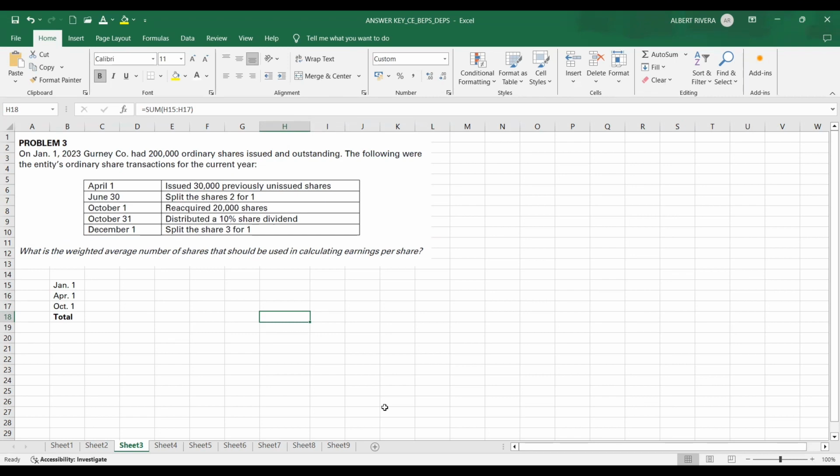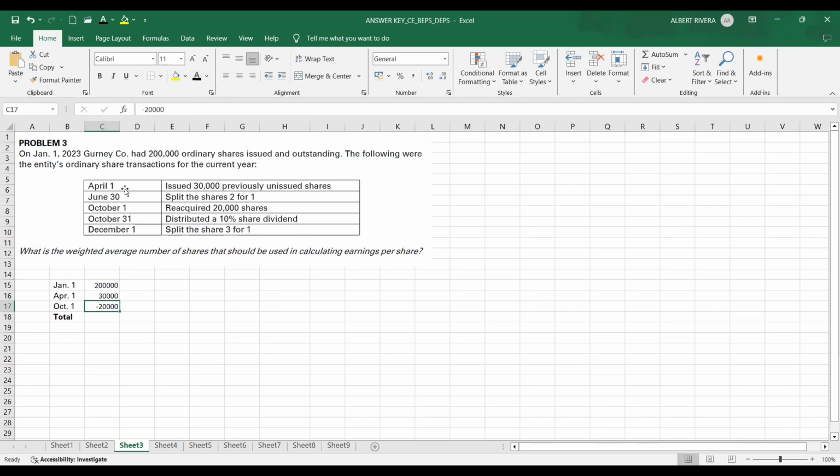What is the weighted average number of shares that should be used in calculating the earnings per share? 200,000. Then, issued 30,000, April 1. Okay. Then, October 1, reacquired. So, this is minus 20.